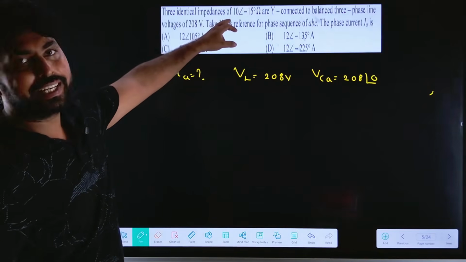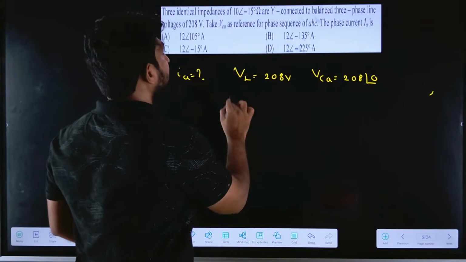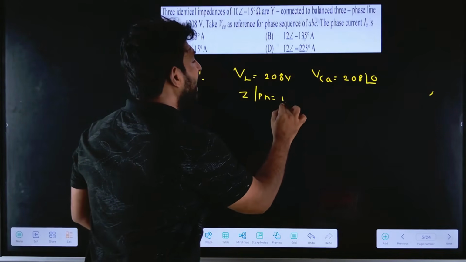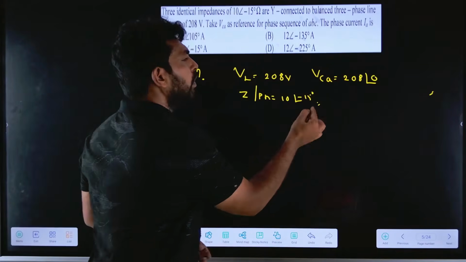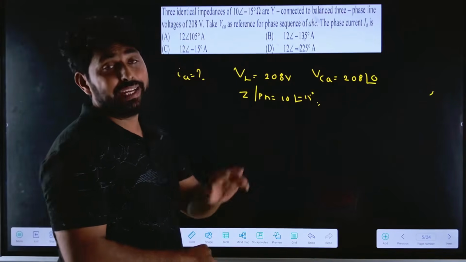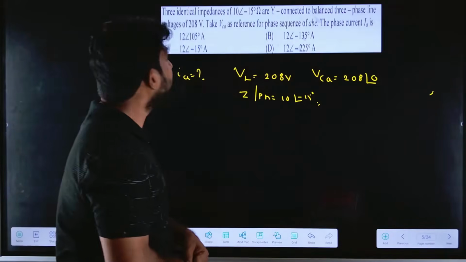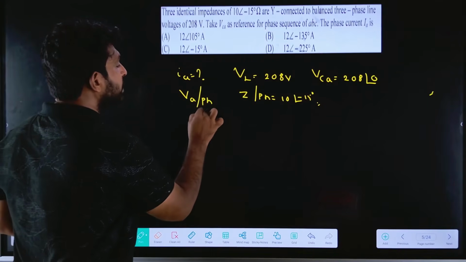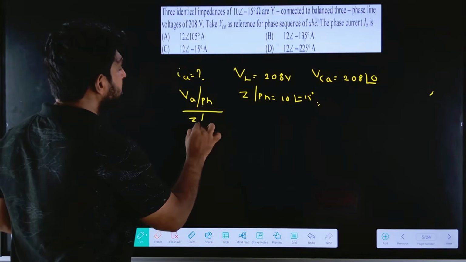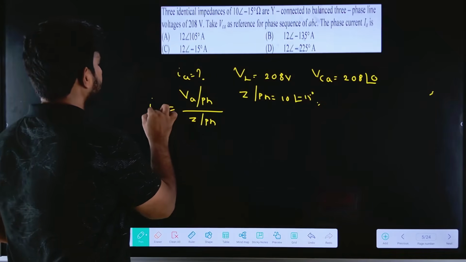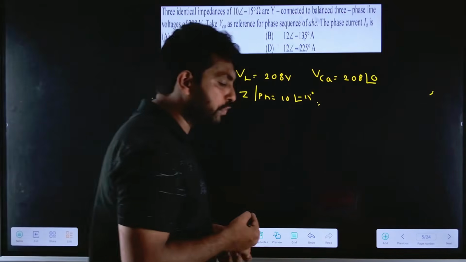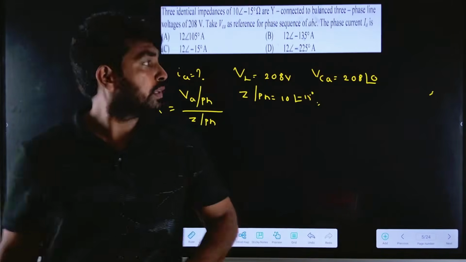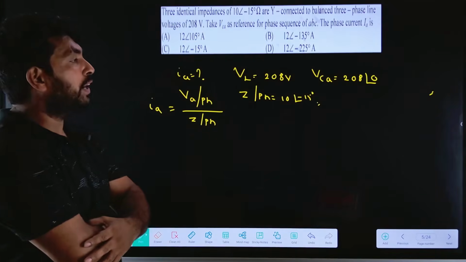So it is star connected. Impedance per phase is given as 10 at an angle of minus 15. Now you can easily find it. What do we need to find? IA. How can we find IA? VA divided by Z per phase, that is the phase voltage divided by Z per phase. So you will get the IA value. In a star connection, line current equals phase current. So if I find the phase current, it will be the line current also, right? Now we need to find the VA here. How can we find the VA?